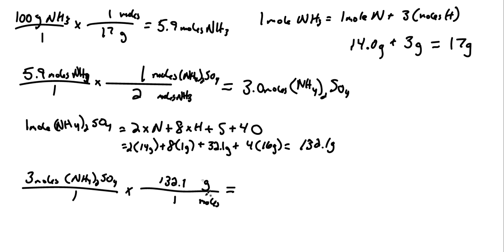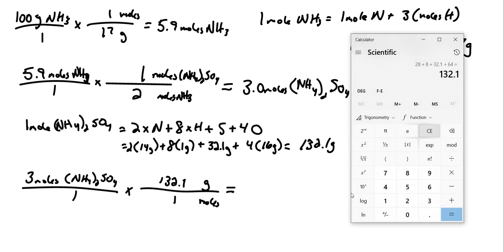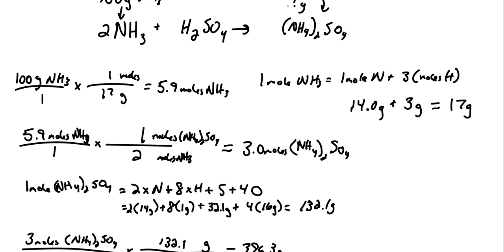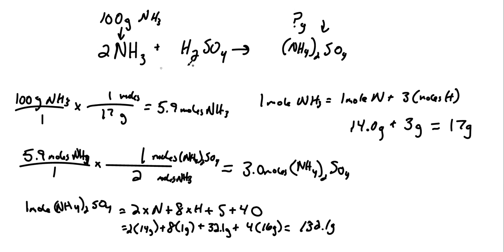So if we multiply 3 by 132.1, 3 times 132.1 equals, we get 396.3 grams. So that tells us that 100 grams of ammonia will give us 396.3 grams of ammonium sulfate. So again, going grams to moles to moles to grams.